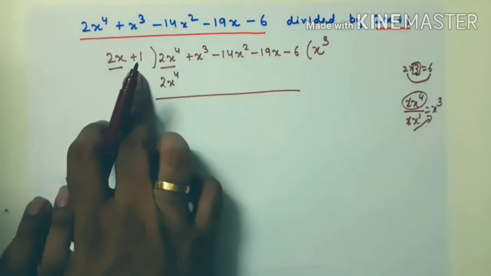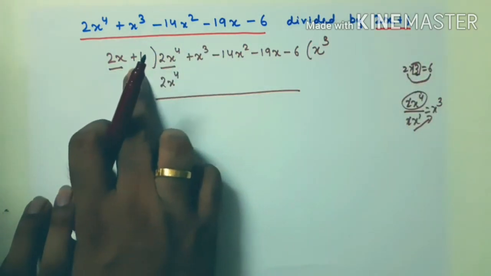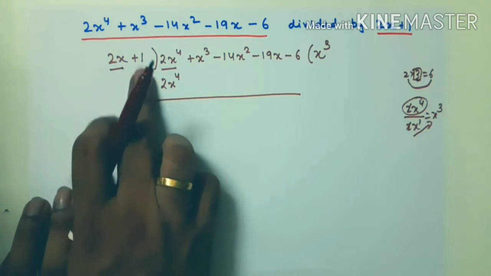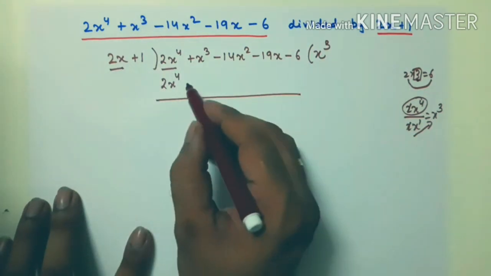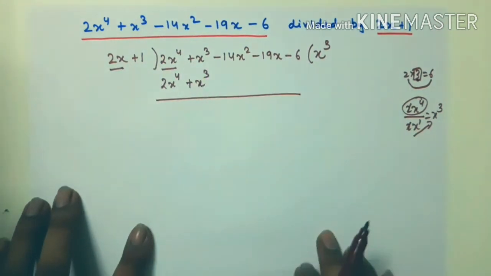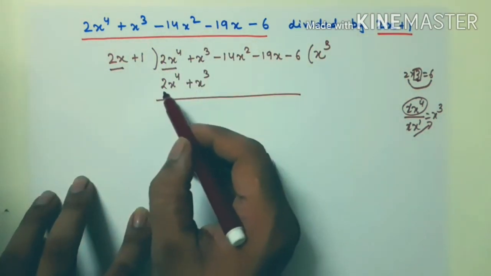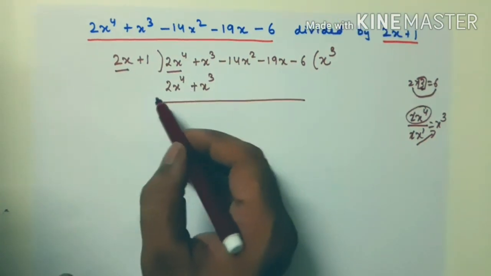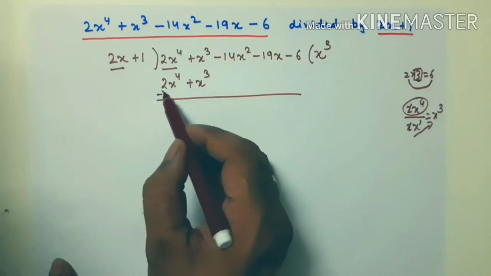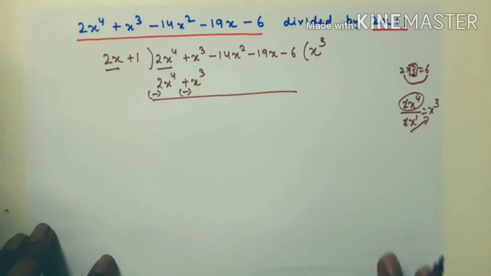But the divisor has another term. Whatever I am multiplying, I have to multiply with the other term also that is present in the divisor. That's the most important thing to remember, so we should not miss this. So plus 1 into x cubed becomes plus x cubed. The multiplication part is done. Next, subtraction. As you have seen in subtraction of polynomials, we change the signs present here: 2 becomes minus 2 and plus x cubed becomes minus x cubed.